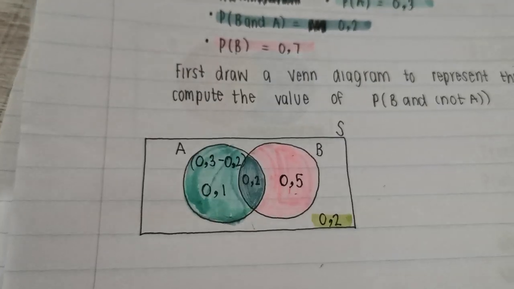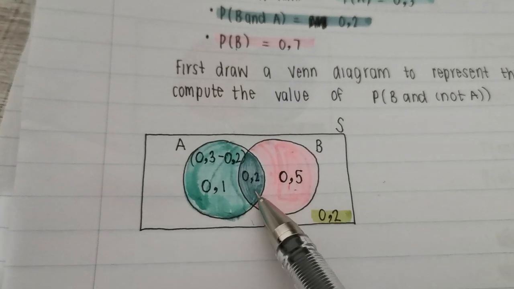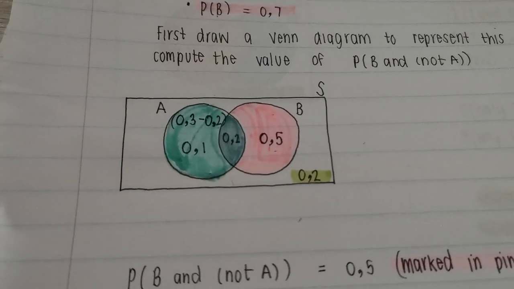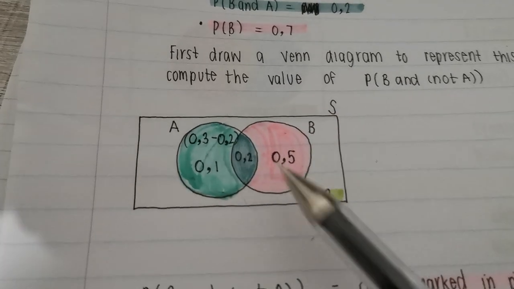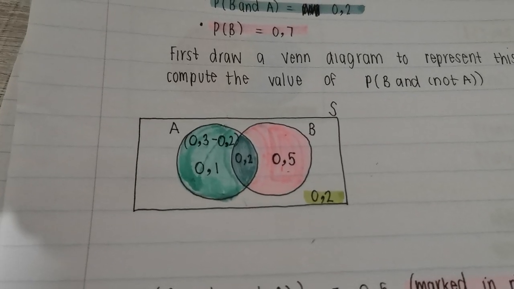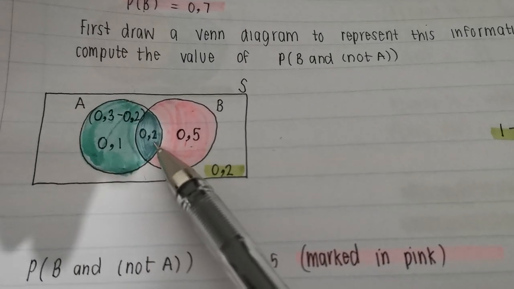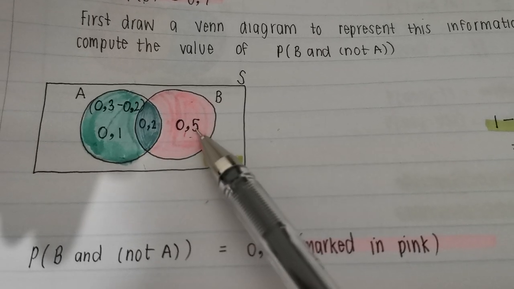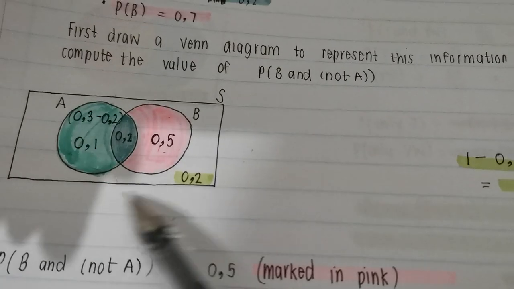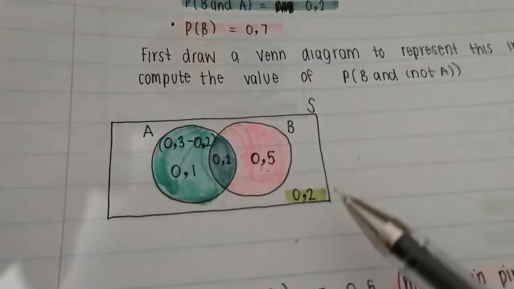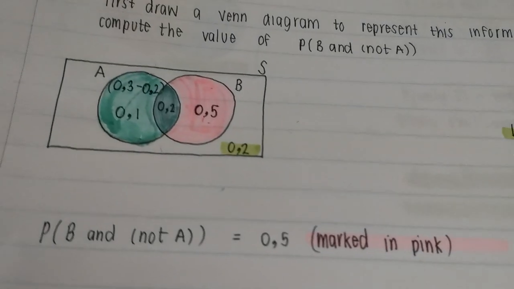Does that make sense there? 0.7 minus 0.2 giving me the 0.5. Okay, and then I just double checked in case there might be something outside. So I said 1 minus the 0.1 from here, minus the 0.2 from here, minus the 0.5 from here, because I know everything has to add up to 1, and it gave me 0.2. So that means 0.2 is not in the circle.